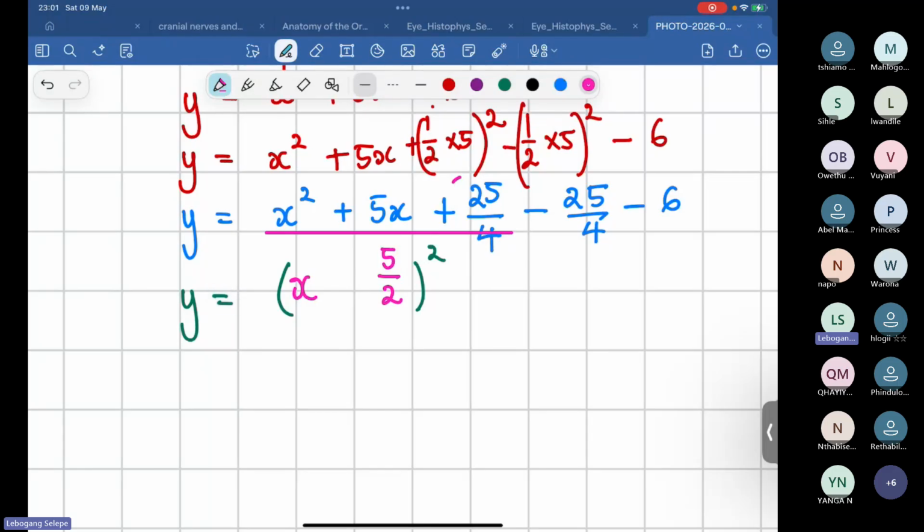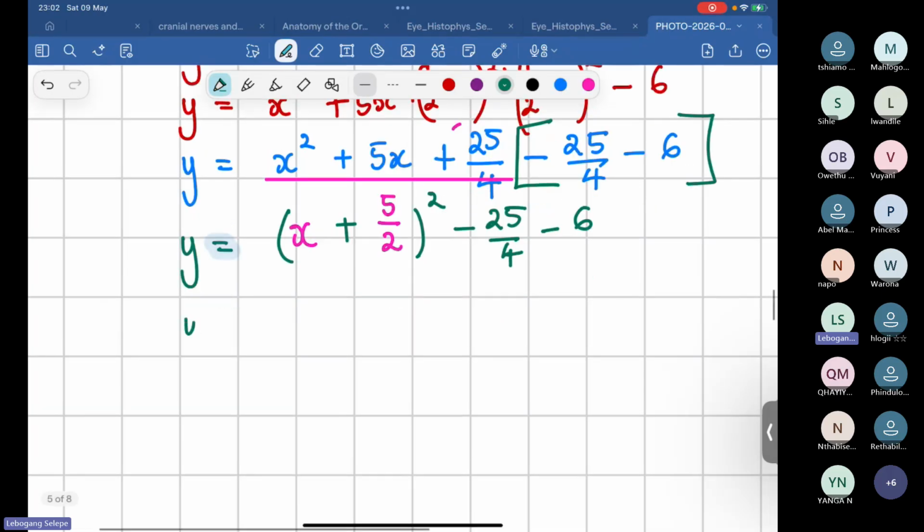The sign between x and 5 over 2 is going to come from the middle term. The middle term is 5. So the middle term 5 is positive. Therefore, this is also going to be positive, like this. And then outside this bracket, you're going to have negative 25 over 4 minus 6, which is basically everything else that is remaining after you've completed the square using the first 3 terms.